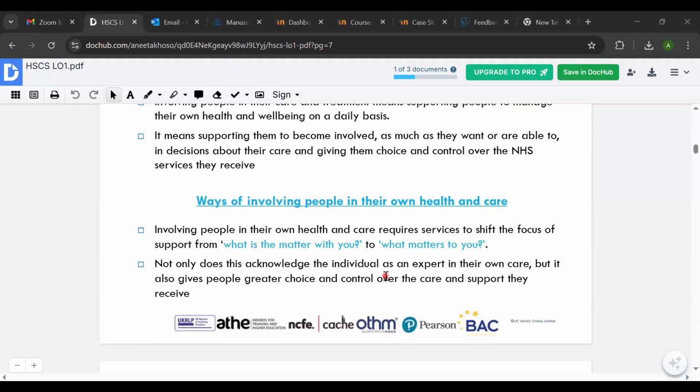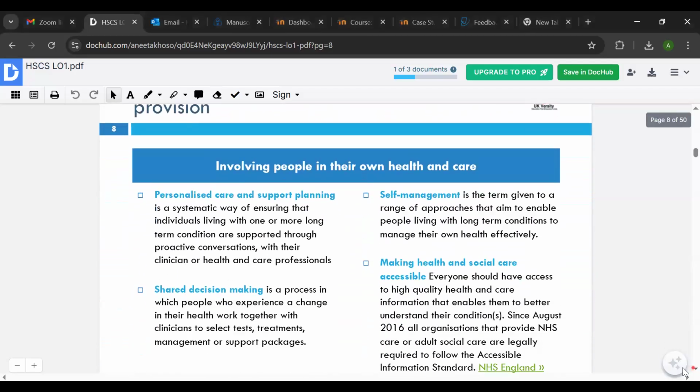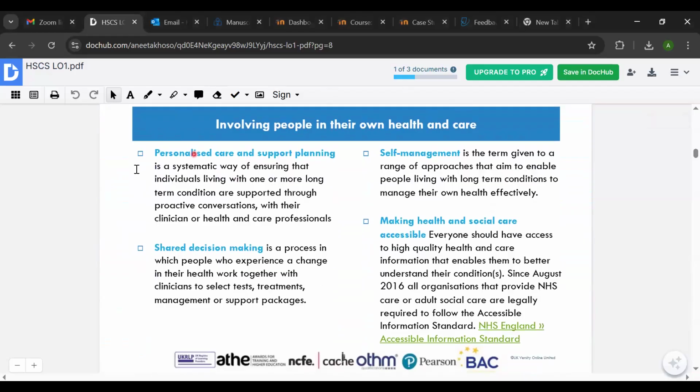So you're making them feel that what they want is also important. Their say is also important. It's not just you deciding for them. Okay, and so it's what matters to them most. So not only does this acknowledge the individual as an expert in their own care, but it also gives people greater choice and control over the care and support that they receive. I hope that's clear. Yeah, thank you.